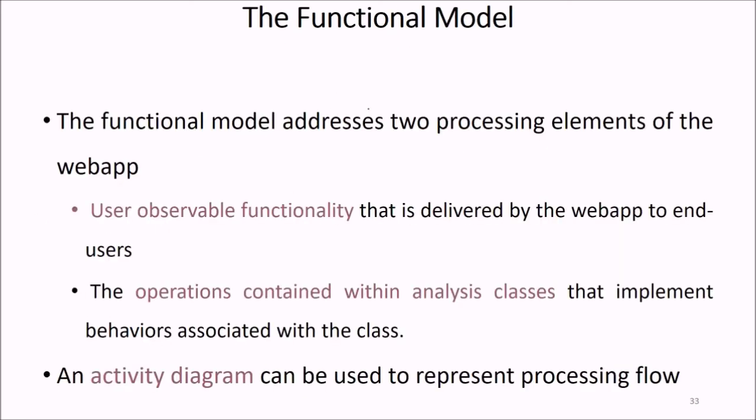Then the functional model. This functional model addresses two processing elements of the web app. First is your user observable functionality, and then the operations contained within the analysis classes. User observable functionality is to be delivered by the web app to the end user, and the operations contained within the analysis classes will be implementing behaviors which are associated with the class. Then the activity diagram, which can be easily used to represent the processing flow.